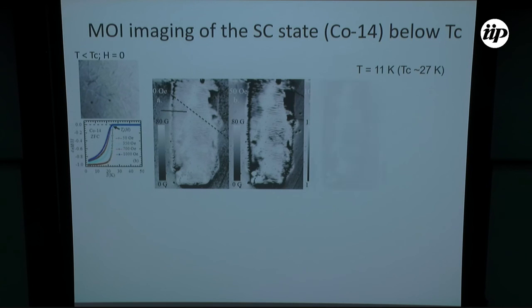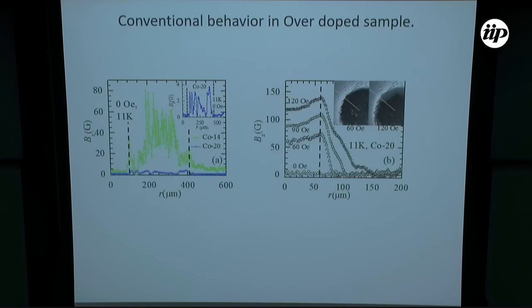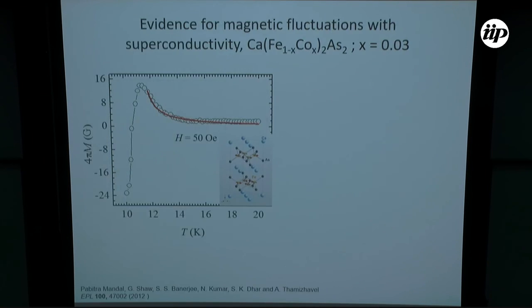There are other interesting features which happen below Tc regarding vortex penetration and so on, but I'll just show one piece of data. As you go to the overdoped sample, you can see conventional penetration of vortices, a normal Bean-like profile, and the system becomes almost conventional. As you get close to the optimally doped sample, you start seeing these effects where there is a coexistence of magnetic-like fluctuations along with superconductivity. It is not completely suppressed, but it is still present.